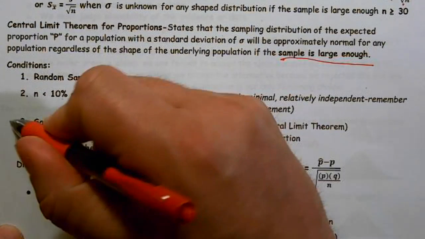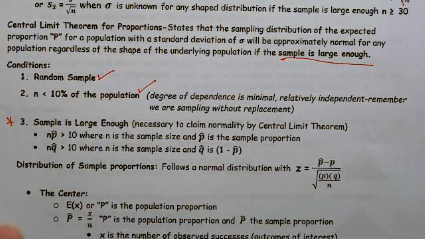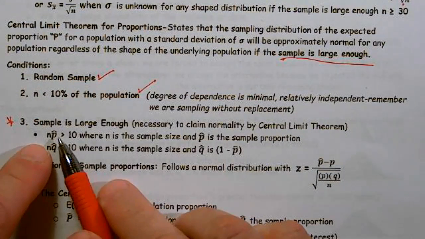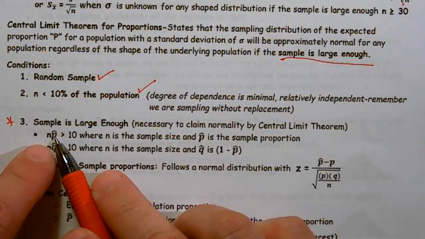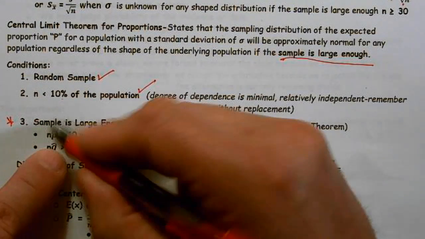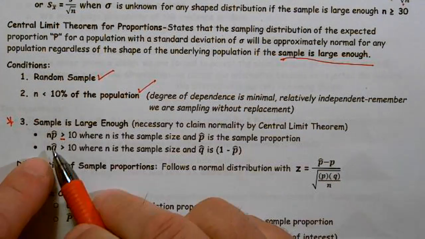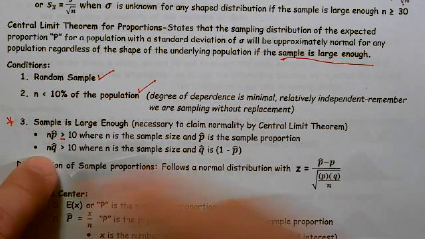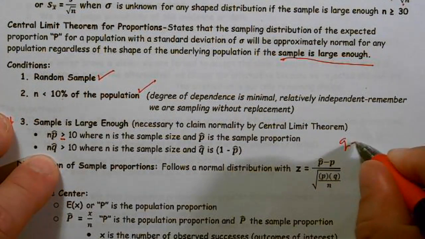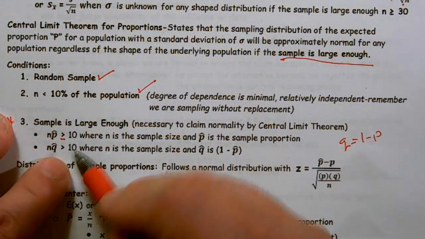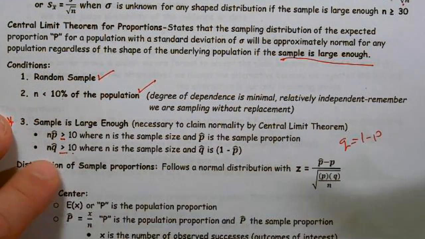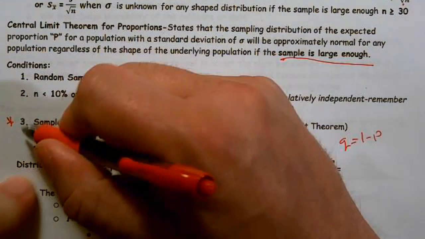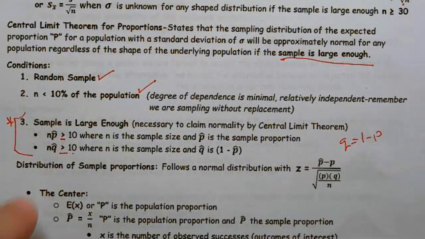But the one that you need to put a star by and make sure you're aware of is we need to make sure that our sample size times our proportion, n times p, is greater than or equal to 10, and n times q, where q is just 1 minus p, is also greater than or equal to 10. So you'll need to check this one. This is one that you're going to have to do every single time to make sure that it's large enough. The rest of them, you're not going to worry too much about.